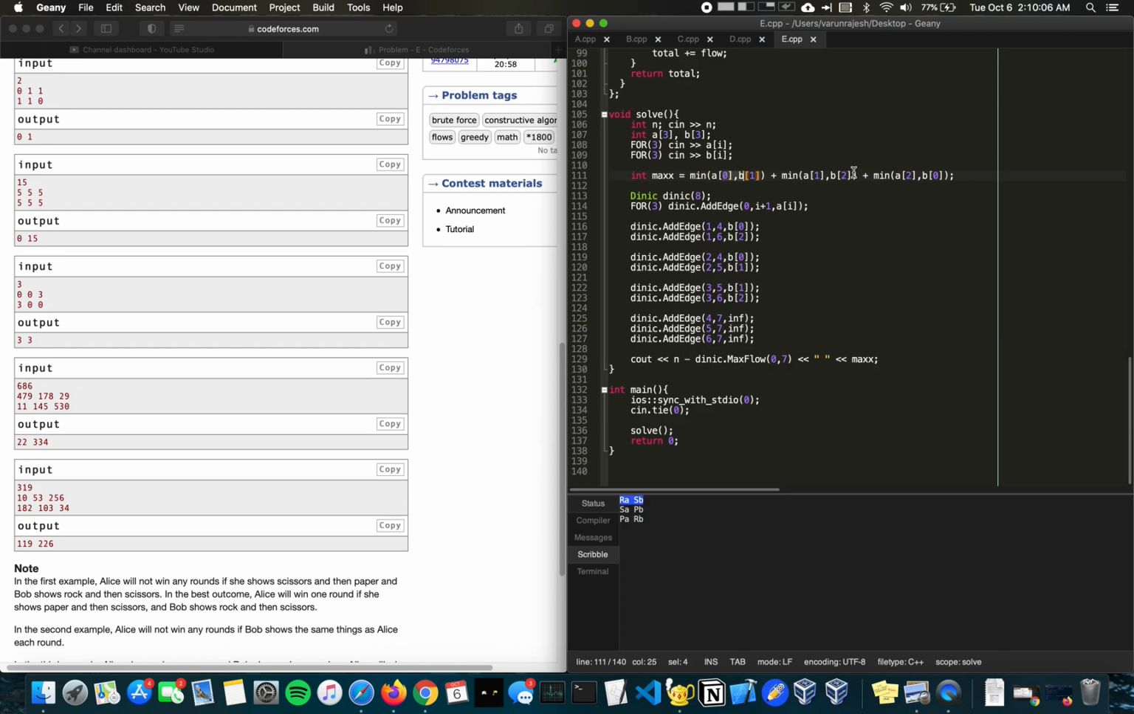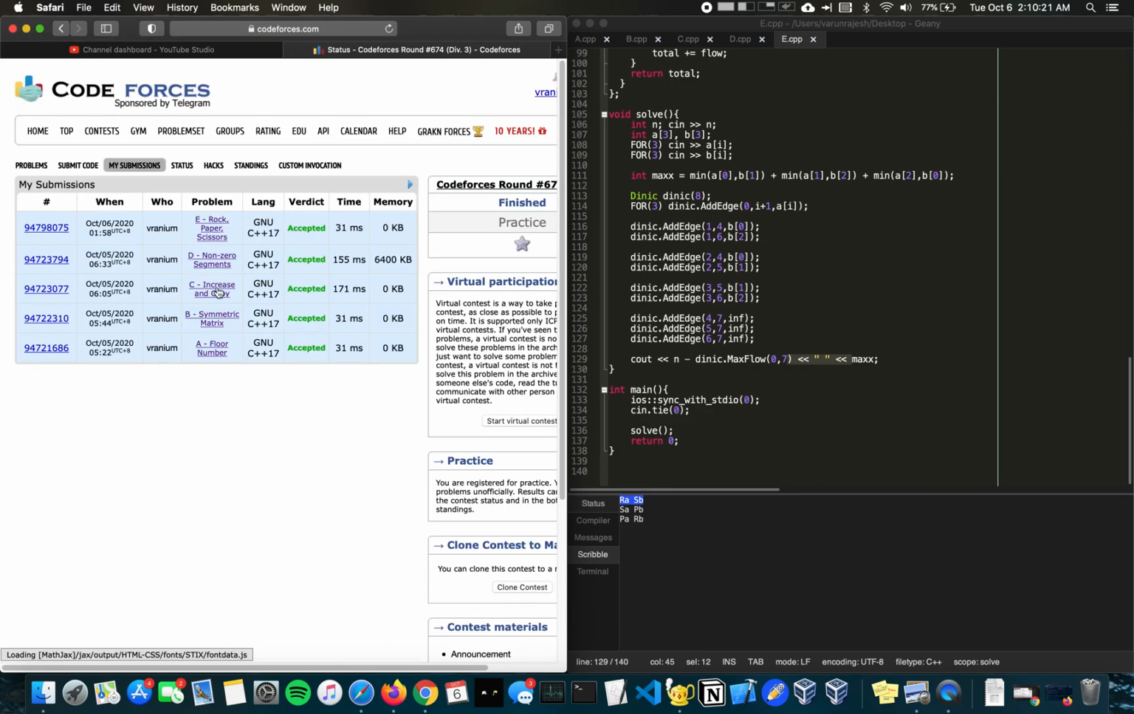And then yeah, so to find the max, just take the min of all the winning combinations. Then you create this object, you add the edges, you find the flow, and then you subtract that answer from the number of games that they both play. And that's how you get min, you have max, and then we output that. And this does indeed work. So voila.